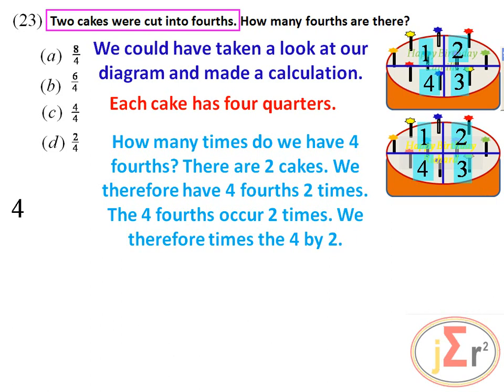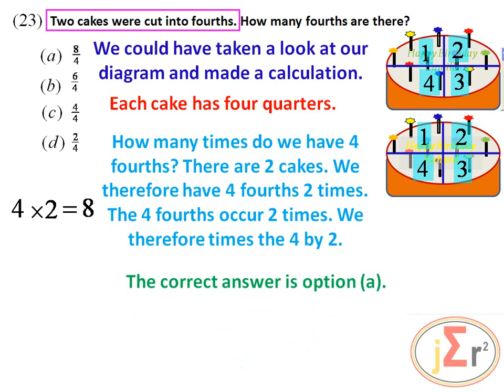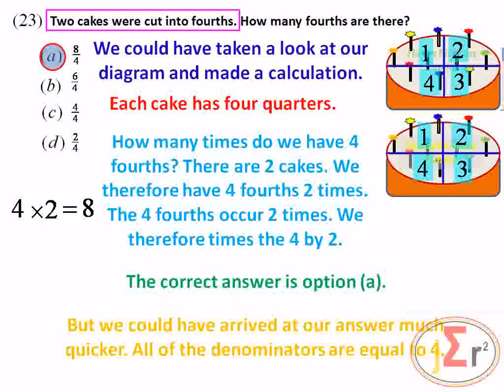We therefore times the 4 by 2. And of course, we are saying times as in multiplication. So how many times do we have 4 fourths? 2 times. So we times the 4 by 2. 4 2s are 8. The correct answer is option A. But we could have arrived at our answer much quicker.